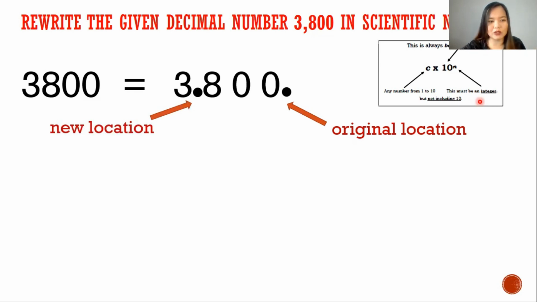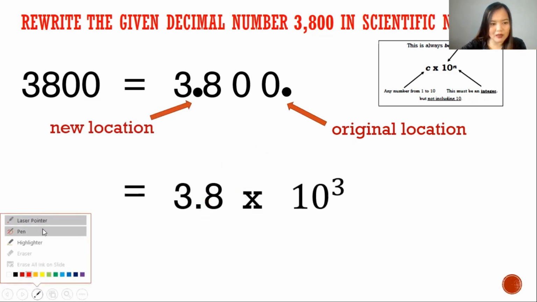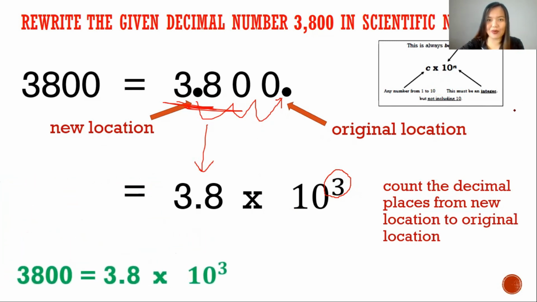Now, if we are going to count the decimal point, it is written this way. Why is it written this way? It is because if we count the decimal places from new location to original location, and that is directing to the right with 3 decimal places, so this becomes positive 3. So yung 3.8 dito yan. Yung 10, it is in this part, constant yan. And then yung n, yung decimal places from new location to original location. Gets? Okay, so let's try another example.